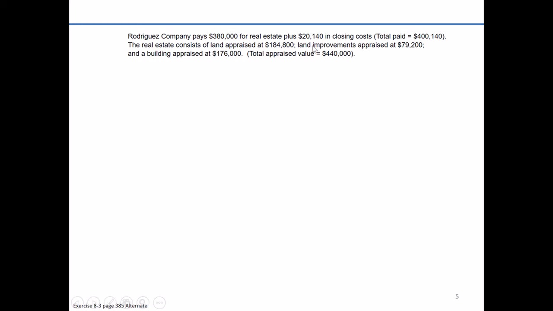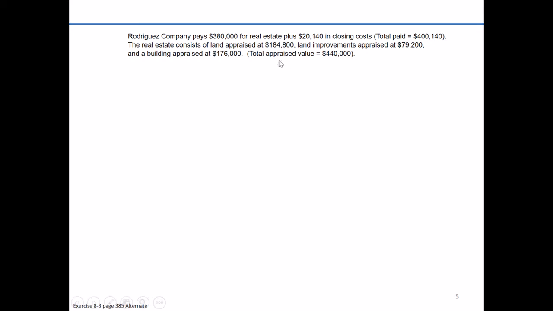Buildings and land improvements and machinery and equipment, those things succumb to wear and tear, inadequacy, and obsolescence, but land doesn't. So if we lump this 400,140 into one overall asset amount, we'd be forced into deciding, do we depreciate it or not depreciate it, when some of those items should or shouldn't be depreciated. So we can't do that.